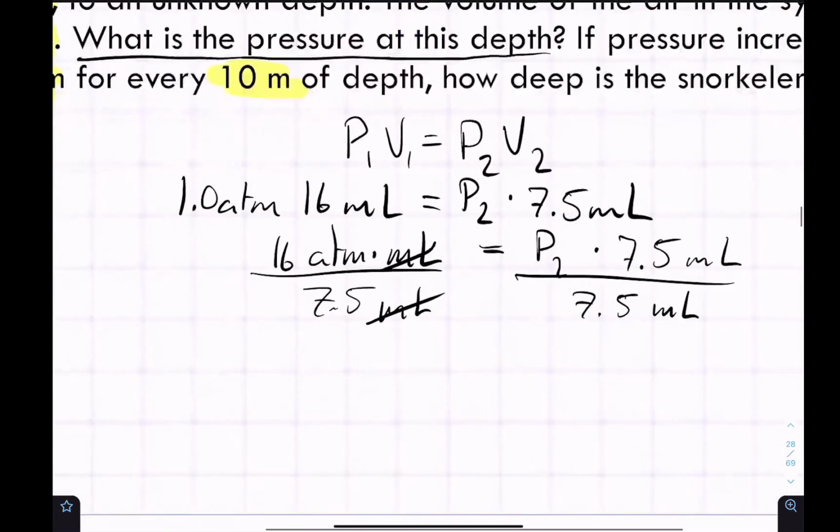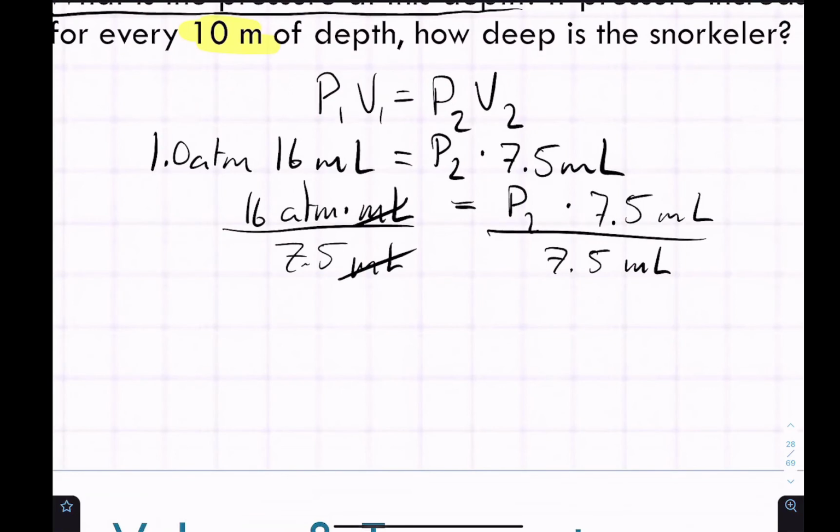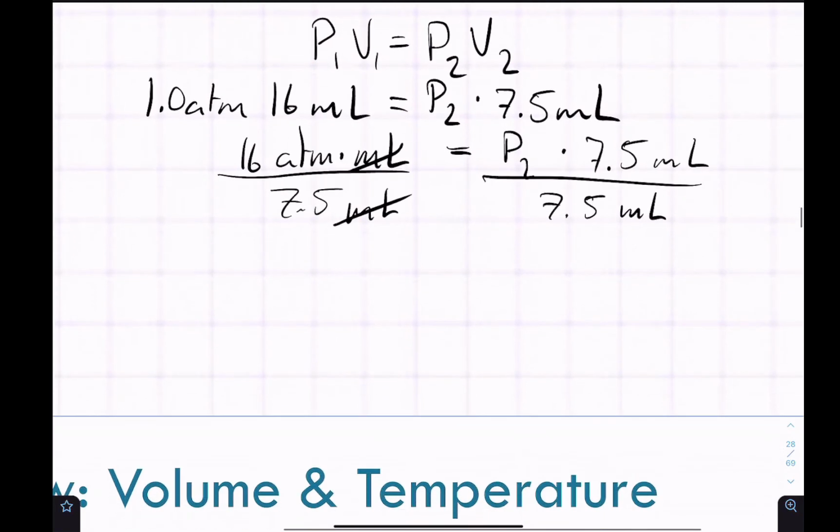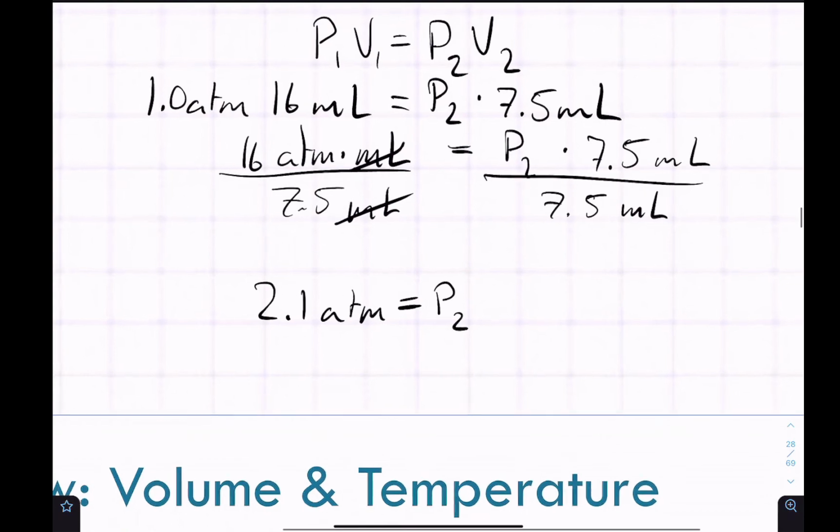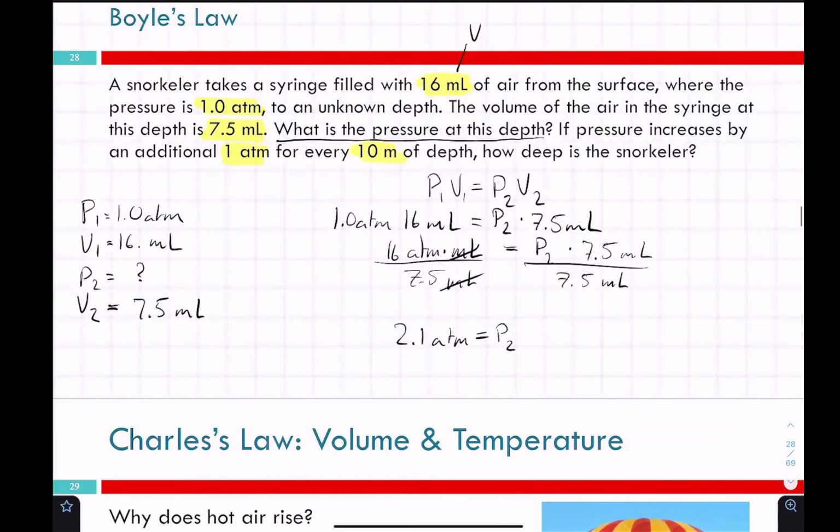And I just want to highlight again how the units cancel and work out to giving us the units that we want. So 16 divided by 7.5 is 2.1 atmospheres equals P2. So 2.1 atmospheres is the pressure where the diver is now.